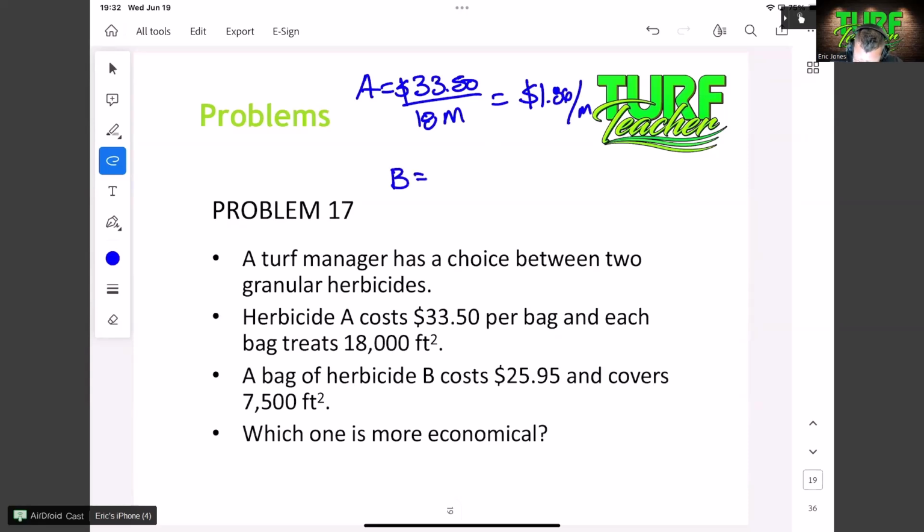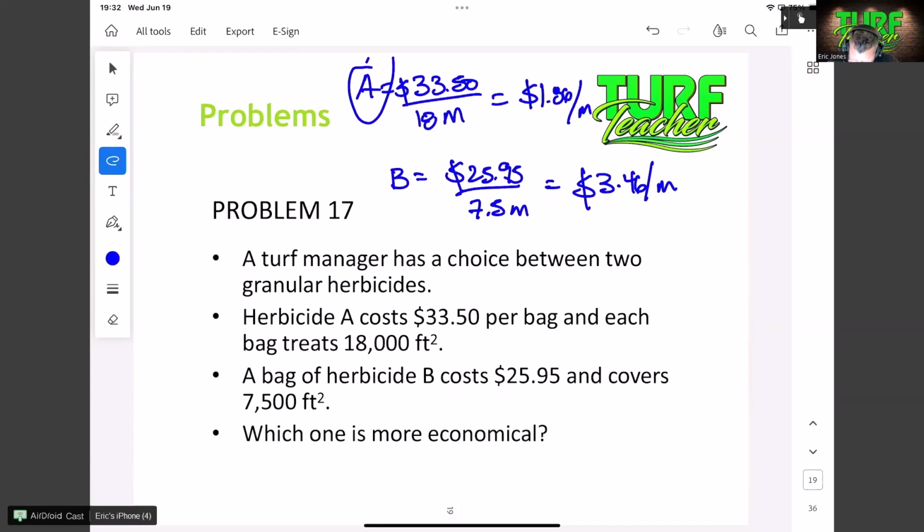Product B is $25.95, 7.5 M, costing us $3.46 per thousand. So A is more economical. And we probably could have looked at that and automatically said, yes, we know that A is going to be more beneficial and cost less for us.